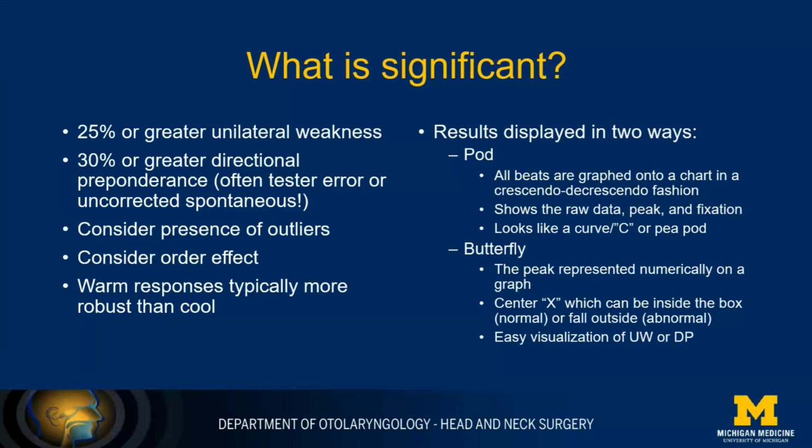When we talk about the results and how they're displayed on the testing or the tracing, there are two different ways that they're displayed. They can be displayed in a pod. So this is all beats are graphed onto a chart in a crescendo decrescendo fashion. We'll show you that in a second. This shows the raw data, the peak and the fixation suppression. And this looks like a curve or a pea pod.